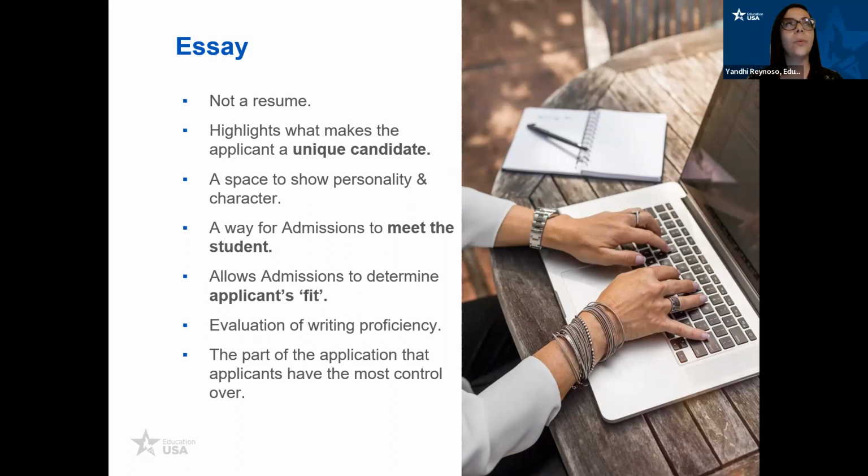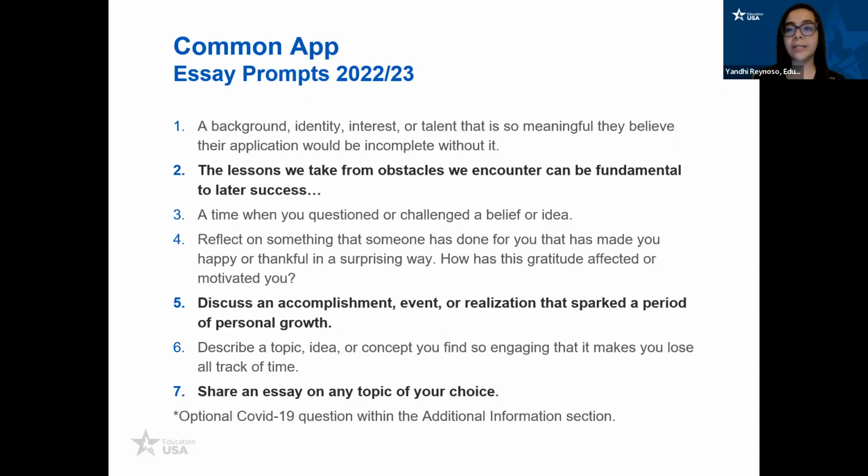Another requirement are essays. This is an opportunity to let the institution know something about you that hasn't been shown in the application. This is, as you can see on screen, a way for admissions to meet you. It's a space to show your personality, your character, and it's actually a very important requirement. Usually institutions will tell you specifically which kind of essay you need to submit. They will also usually tell you how many words you need to write, and you need to stick to that. For example, these are some of the prompts that the Common App asks when you submit an application.